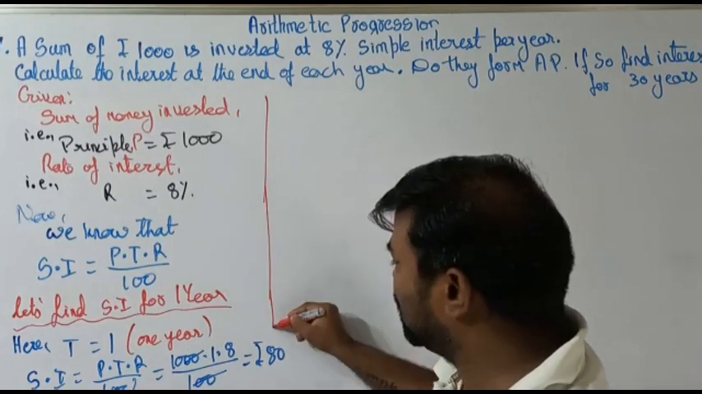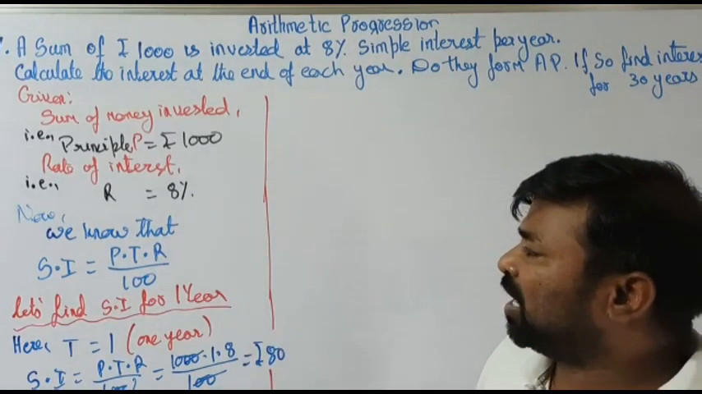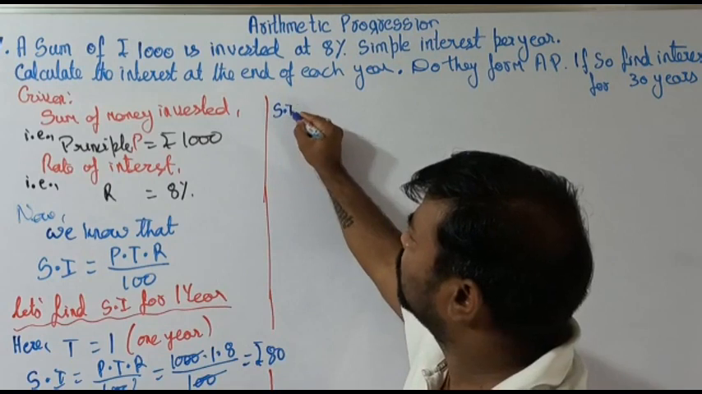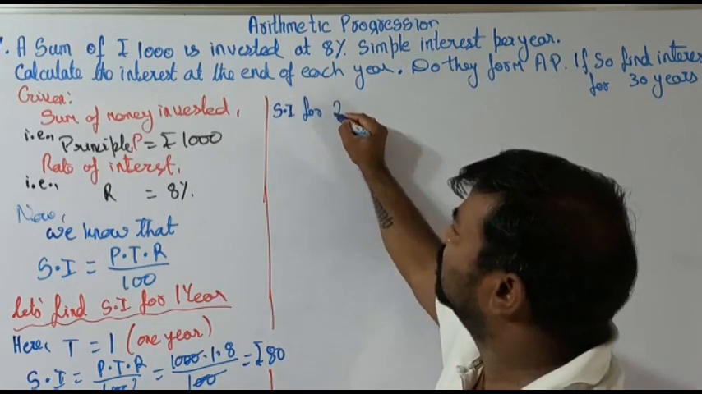Now let's go for the other calculations here. Let's write the simple interest for 2 years.